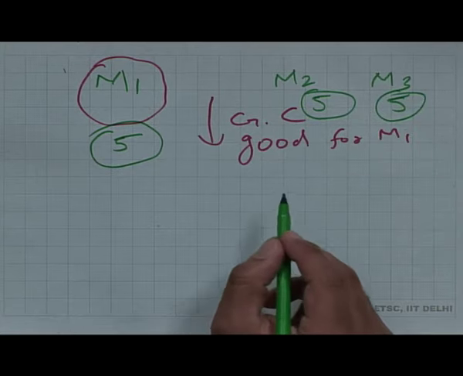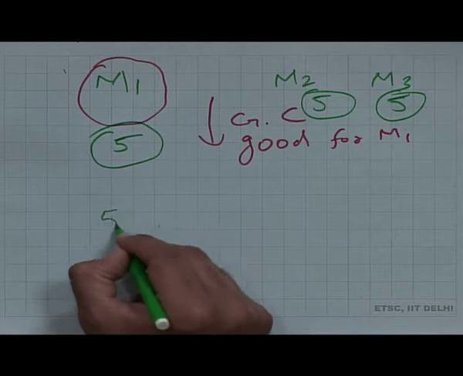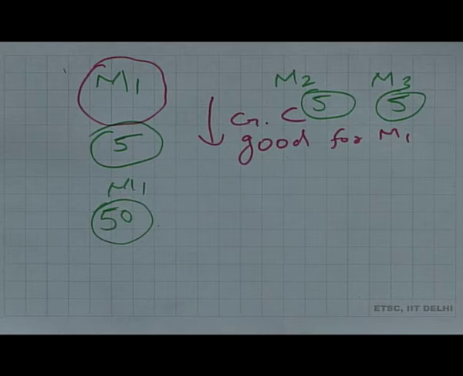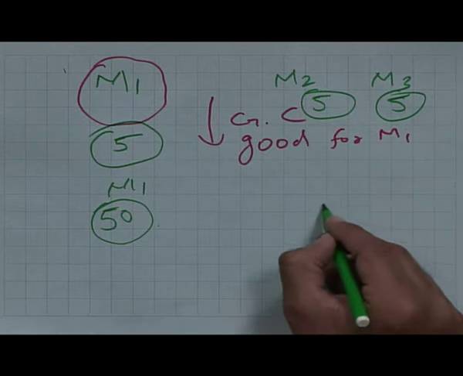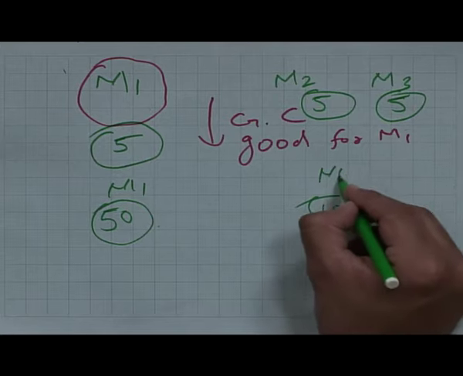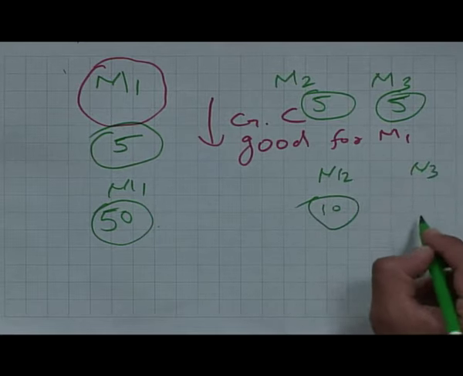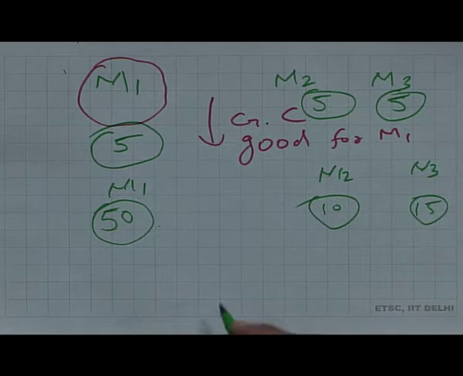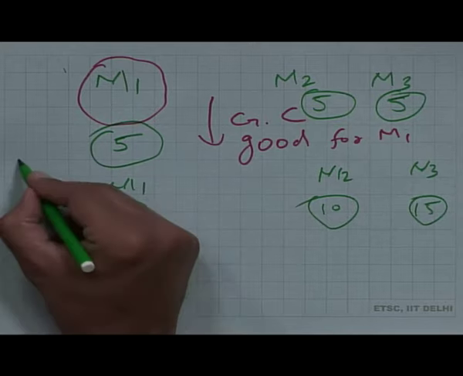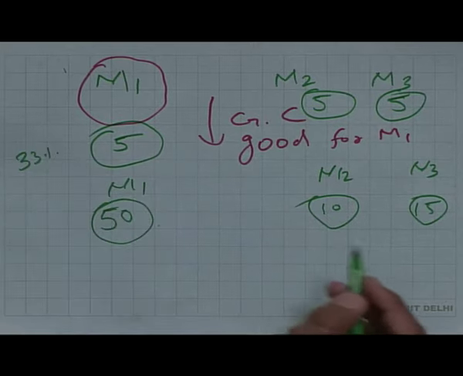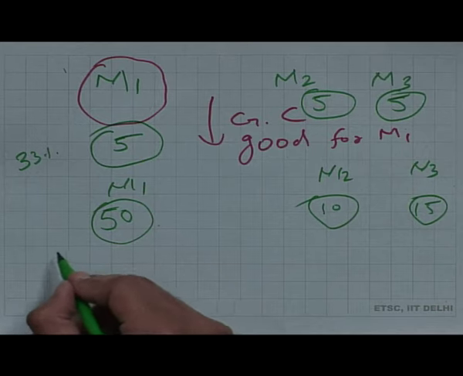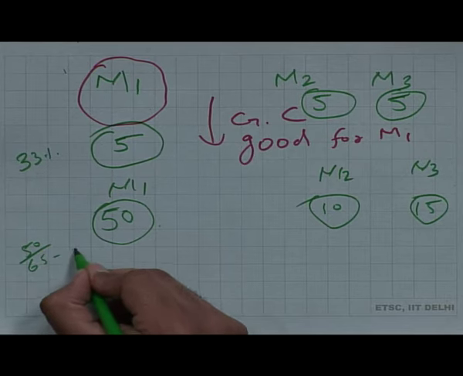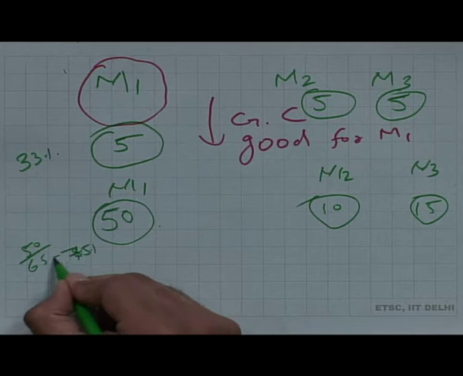After this good-for-M1 condition, what will happen is M1 would become 50, while M2 will only become 10 and M3 will only become 15. Okay. So, earlier M1 was 33%, now it is 50 divided by 65, right. So, this is more than 75%.